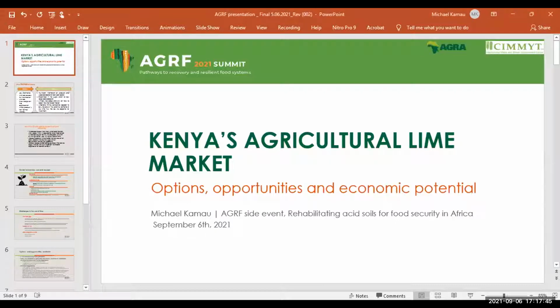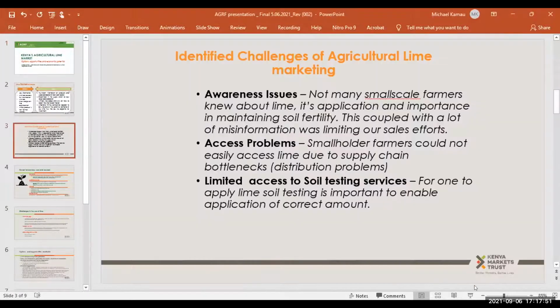Kenya is a decentralized country. Some of these programs are supported from the central level, but also at the county level. So before you move, Michael, let me also introduce the two other speakers so that we can listen to you all one after another.